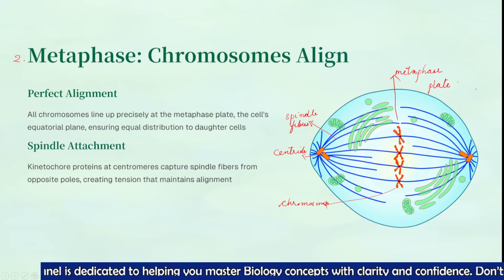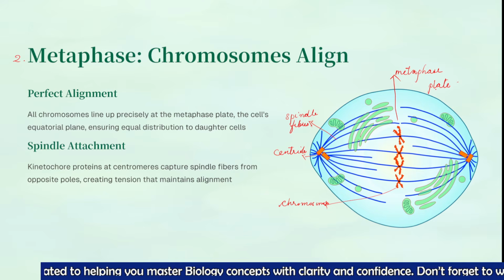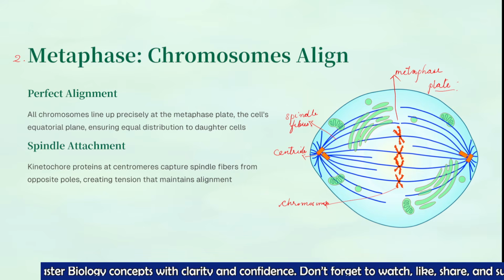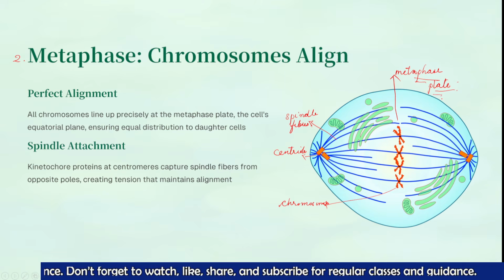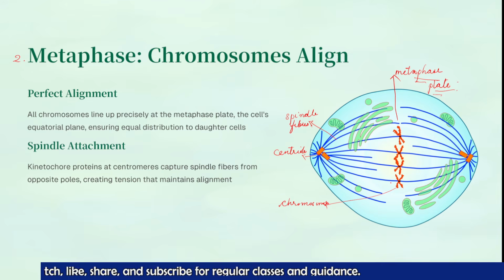Okay, this is a 1 mark question. What is the metaphase plate or equatorial plate? During the metaphase, all the chromosomes are aligned at the equator of the cell, and that forms the metaphase plate, the equatorial region. What is the purpose of alignment at the equator? For the equal distribution of the chromosomes to the daughter cells.